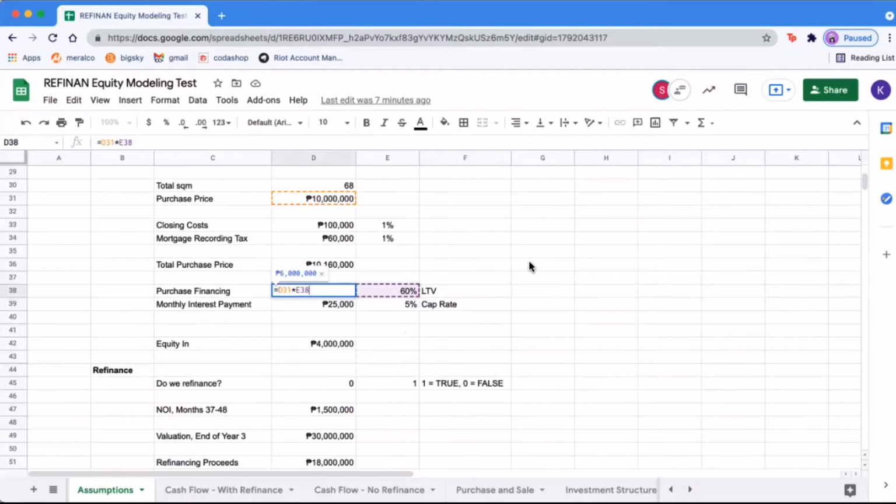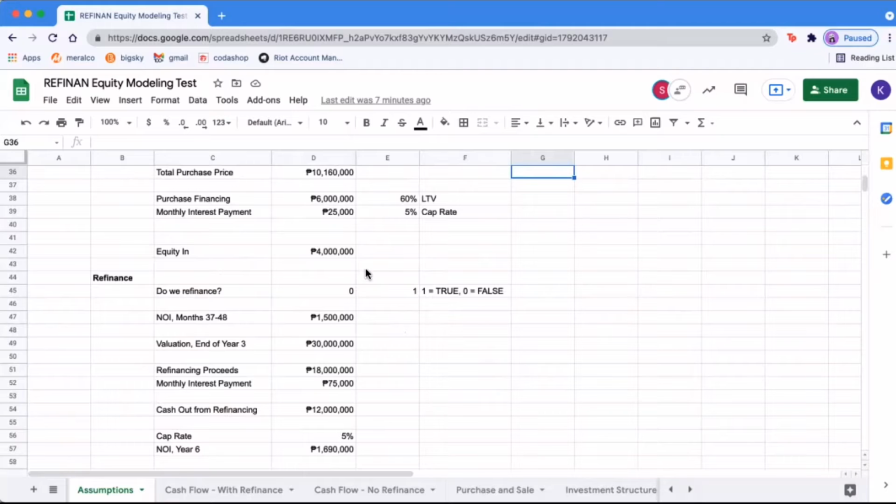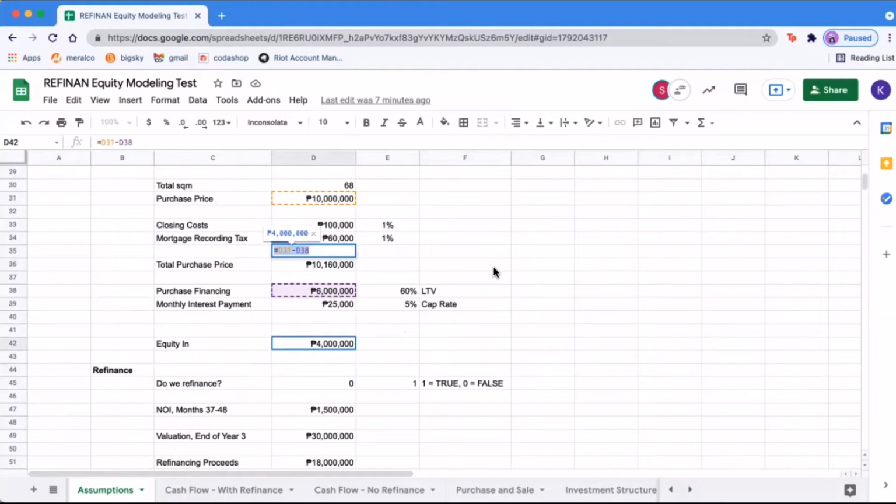this is basically purchase price multiplied by 60% LTV. And then for monthly interest payment, this is the purchase financing multiplied by 5% cap rate divided by 12 since it's monthly. For equity in, this is basically purchase price subtracted by purchase financing.